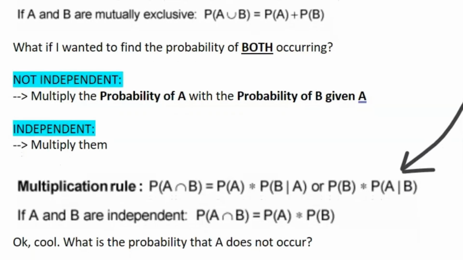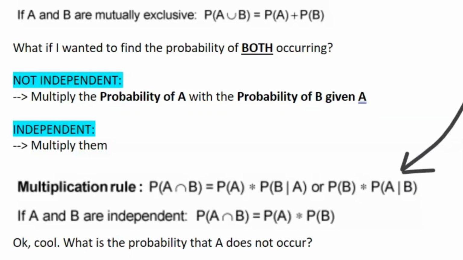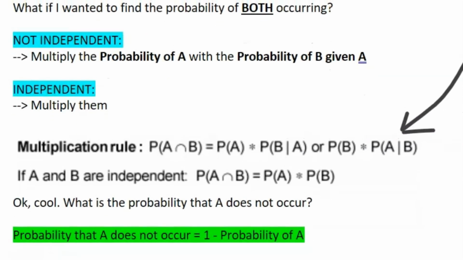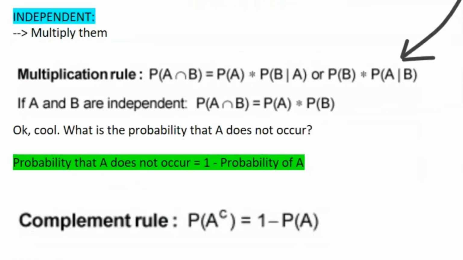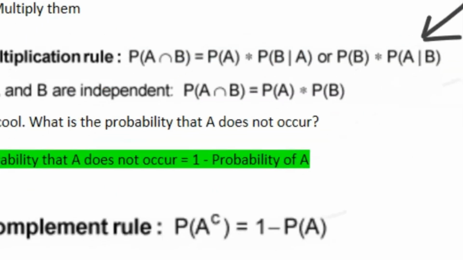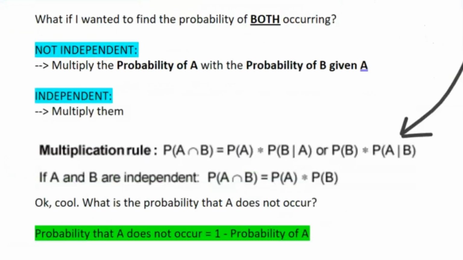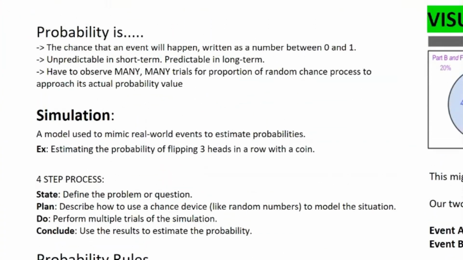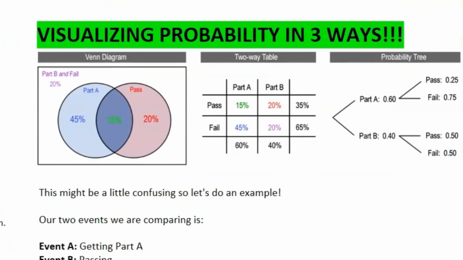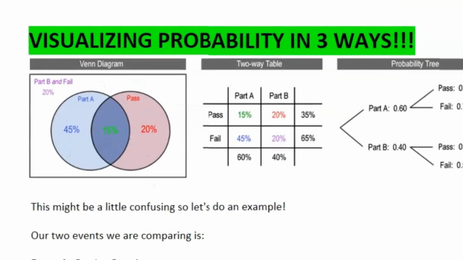But now let's talk about the complement rule. Okay, so that's cool and all, but what is the probability that A does not occur? Well, the probability of A not occurring is just 1 minus the probability of A. That's given as a complement rule on your reference table as well. Actually, I'm not sure if this one's on your reference table, or reference sheet, so make sure you check that one. But we're going to move on to visualizing probability in 3 ways.